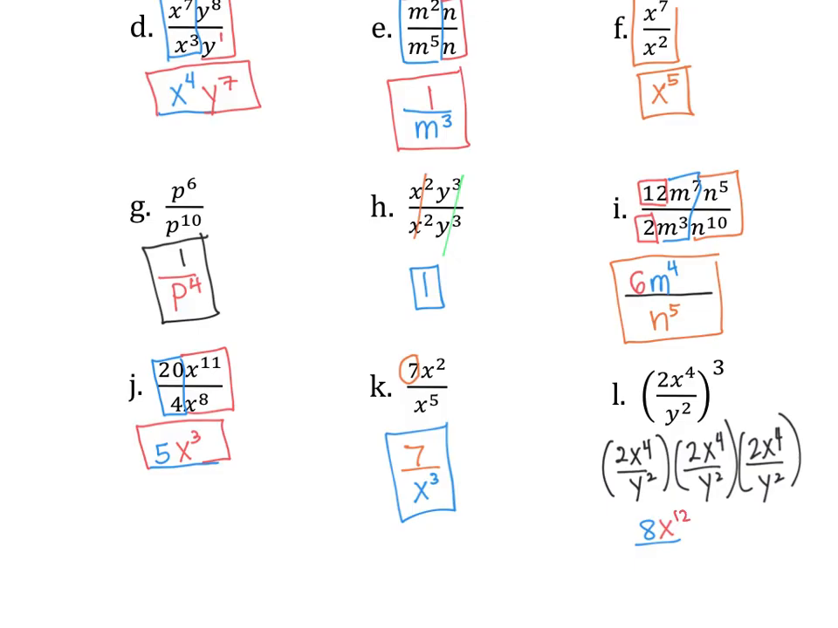Okay, now on the bottom I see I have a base of y. But they're all at the bottom, so I can add them up. 2 plus 2 plus 2 is 6. Now, is there anything else I can do? No, because the bases are different. There's no numbers to simplify. Done.